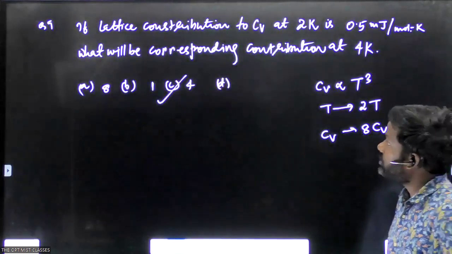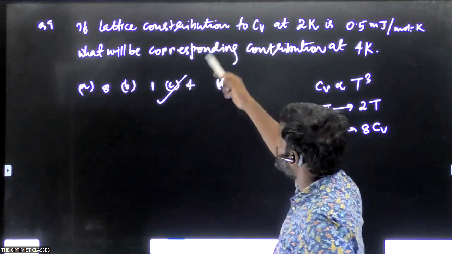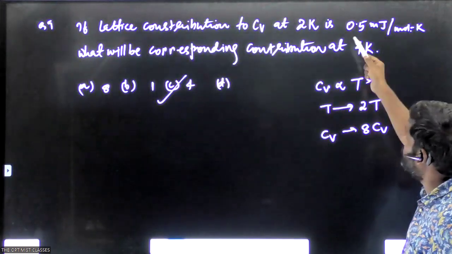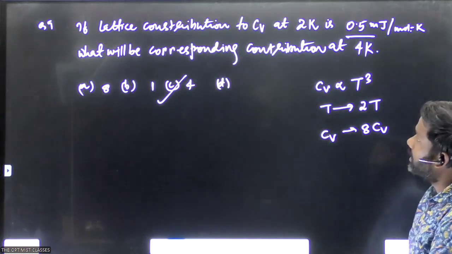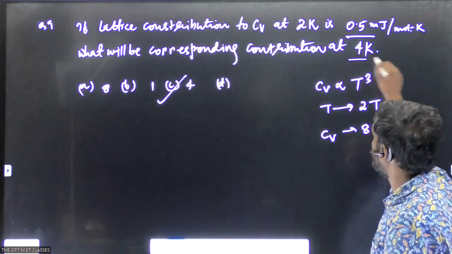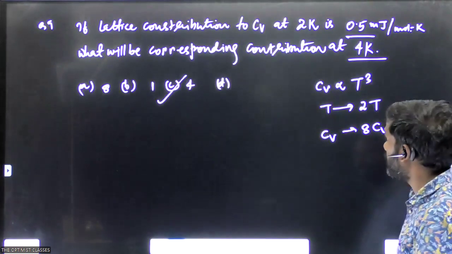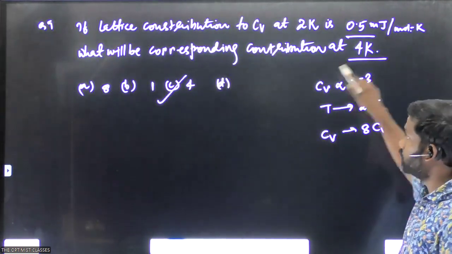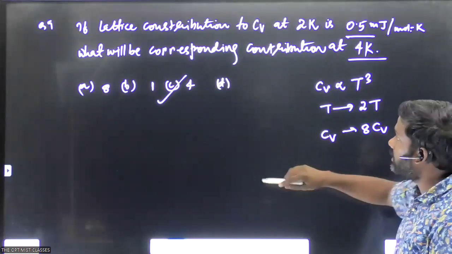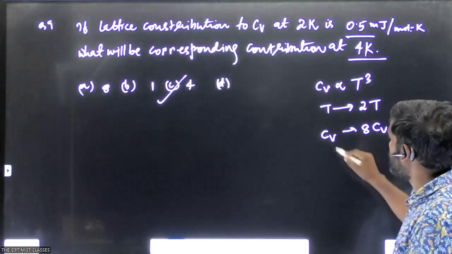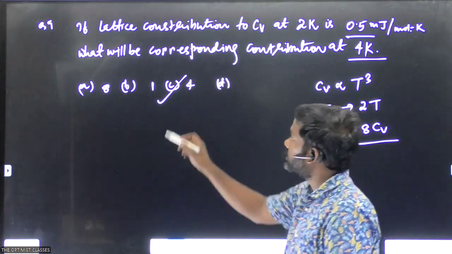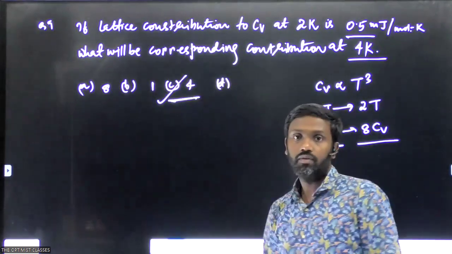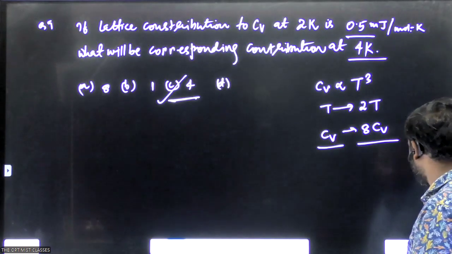Okay, next question. It says the lattice contribution to CV at 2 Kelvin is this much, and what will be the corresponding contribution at 4 Kelvin? So here is the description. Using this description, if you calculate, you will see that CV is getting multiplied by a factor of 8. So the correct answer will be 4. Okay, so 4 is the correct answer.